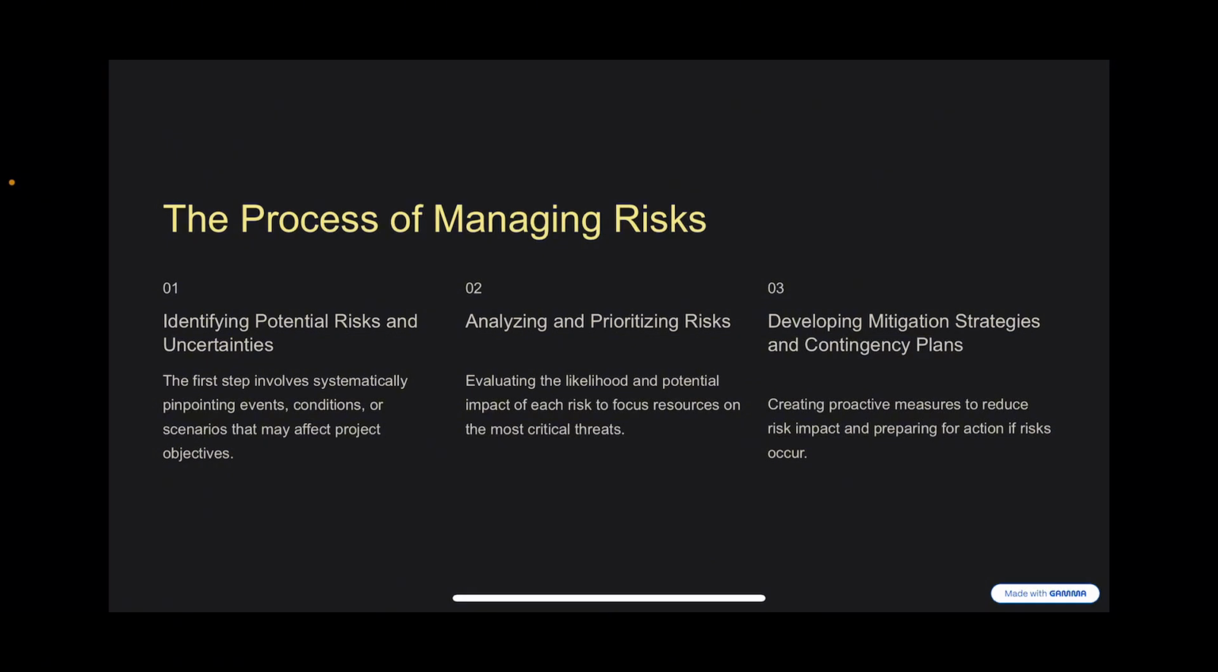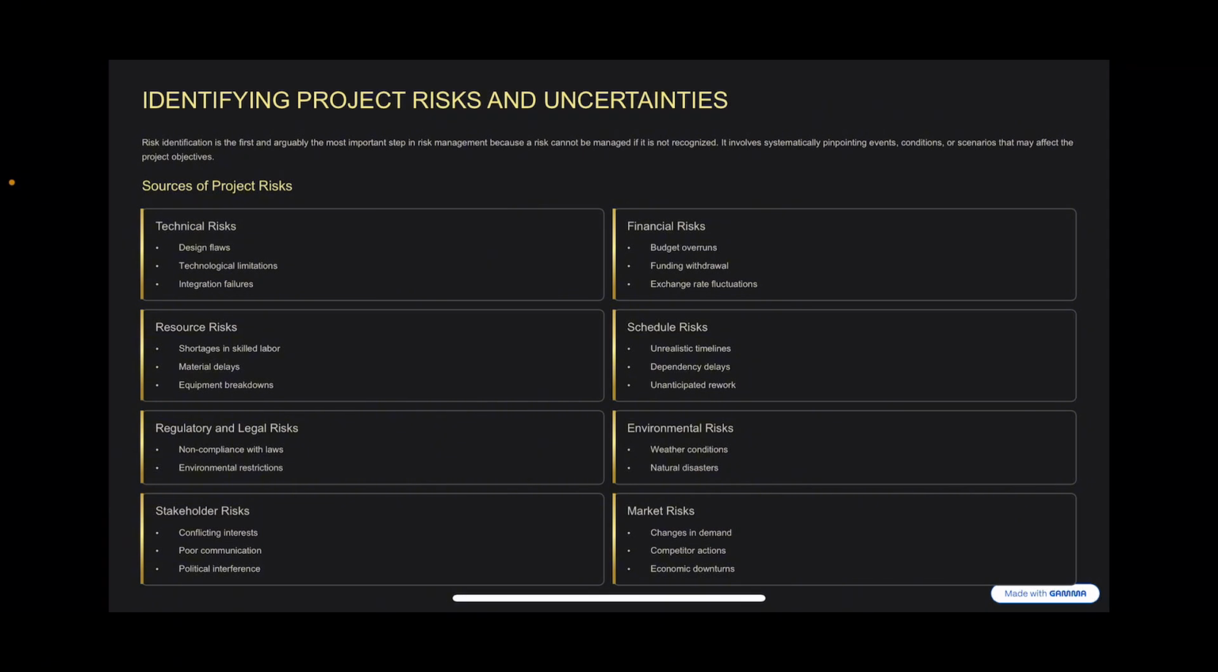Now, number 1, the first step involves systematically pinpointing events, conditions, or scenarios that might affect project objectives. So this is a brief overview of what potential risks and uncertainty are, what prioritizing risks is, and what developing a mitigation plan means. Now, identifying project risks and uncertainties.